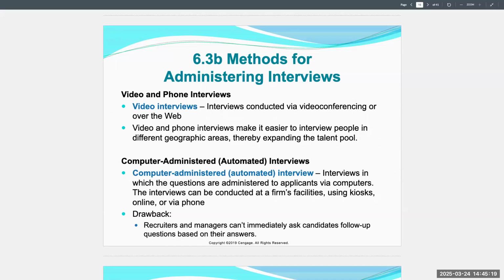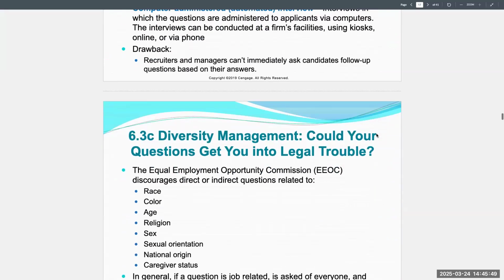Computer-administered automated interviews are gaining traction, especially for high-volume hiring. These systems use preset questions delivered via kiosks or online platforms. While this is scalable, it can also come with a trade-off. The biggest downside is the lack of flexibility, so recruiters can't probe deeper or follow up on interesting responses. There is also the concern that applicants feel disconnected, reducing their enthusiasm for the job as well.